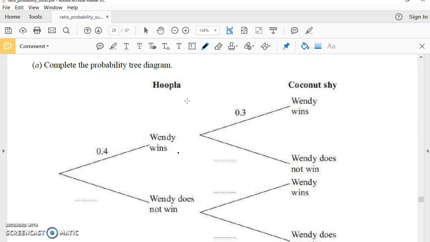So again, we've got a tree diagram, and remember that when you have tree diagrams, you want both of your branches to add up to 1. So if I have a probability of 0.4 here, that means that I have a probability of 0.6 here. Okay, and again, I've got 0.3 here, so 0.7 that she doesn't win.